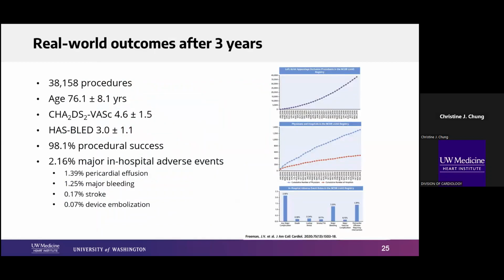This is the largest published study so far with the real-world outcomes with the first generation Watchman device within the first 3 years of its use. So about 38,000 procedures recorded through the NCDR registry, which is mandated by the FDA. You can see that by and large, the patients seem to be the appropriate candidate. So older, with a higher CHADS-VASc score and more comorbidities than the patients enrolled in the pivotal trials. Yet going on to have very high rates of procedural success, as well as acceptably low rates of procedurally related complications.